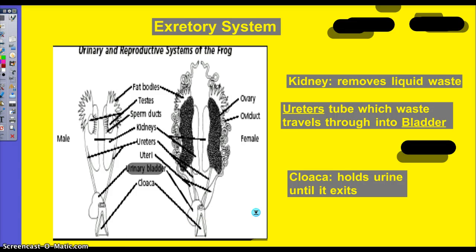So the cloaca, just like it is part of the digestive system, it's part of the excretory system as well. Think of it as something that deals with waste, and it holds urine until the urine exits out of the amphibian. Here are your kidneys, okay? This is a picture of your kidneys, and then you travel down the ureter, and then you store it in the bladder, and then it'll eventually come out through here, okay?